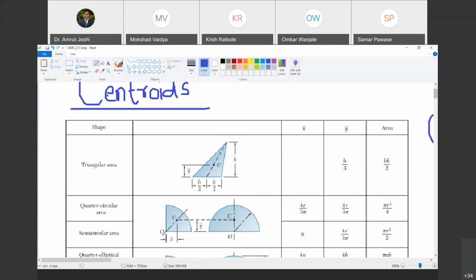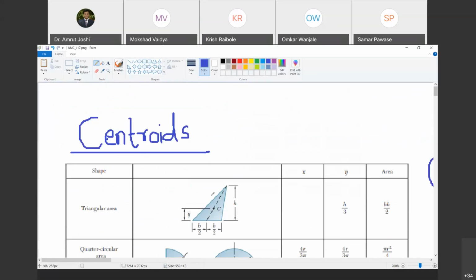Yes, sir. So for example, how are we going to refer to this diagram? If you look at the centroid of a triangular area, how is it given? See, y bar is denoted this way and x bar in this case is not given. It's all right, but y bar is denoted as h by 3. So y bar is the location of the centroid from the base of the triangle and it is at a distance h by 3 and its area is also given, bh by 2. Are you with me? Yes, sir.